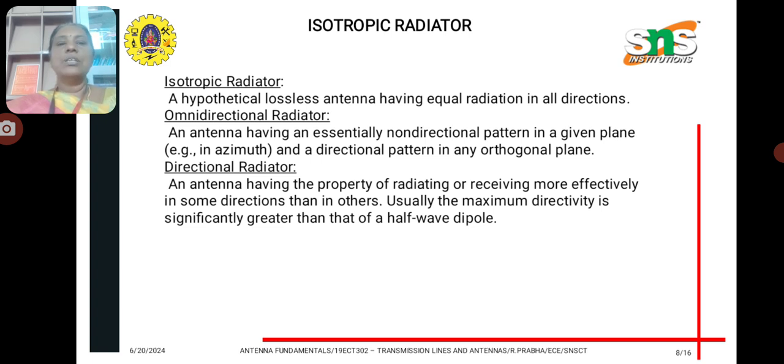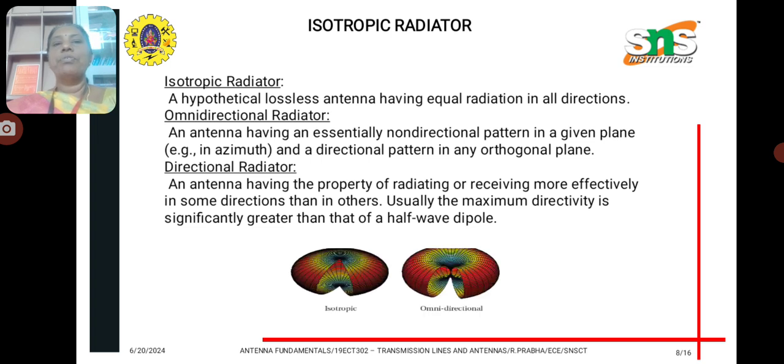And it is an omnidirectional radiator having an essentially non-directional pattern in a given plane and a directional pattern in any orthogonal plane. This is called the omnidirectional radiator. The next type is the directional radiator. Here it is defined as an antenna having the property of radiating or receiving more effectively in some directions than in others. Usually, the maximum directivity is significantly greater than that of a half-wave dipole.